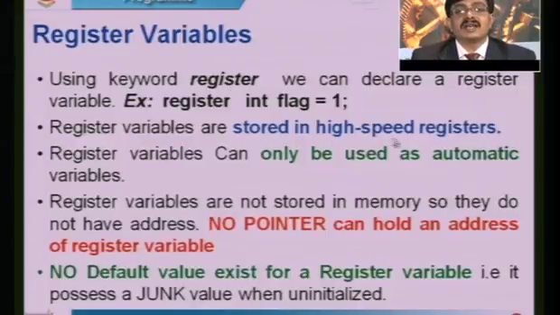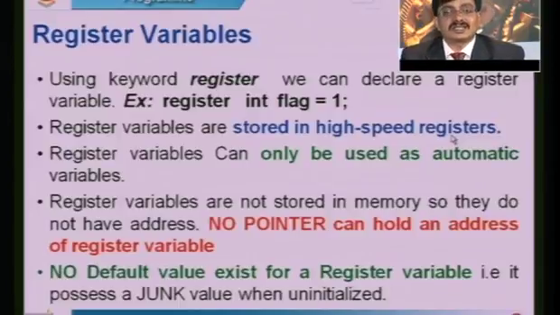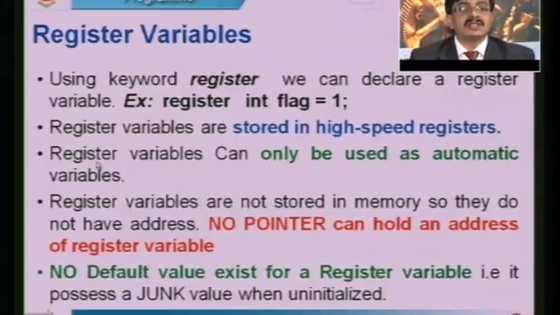So, register variables are stored in a high speed register. Since they are stored in registers, they do not possess any kind of address. Only data stored in memory, that is the random access memory, has an address, whereas data stored in a register does not. One more feature of register variables is that they can only be used as automatic variables. You will also see a concept called global variables. Register variables cannot be declared as global variables; they can be declared only as local or automatic variables. Register variables are not stored in memory, so they do not have addresses.